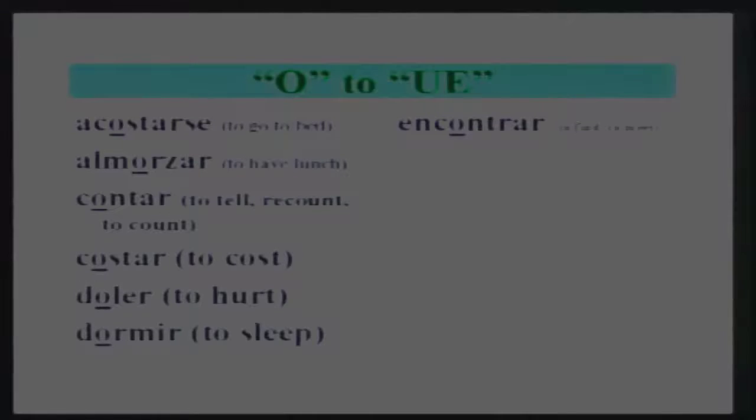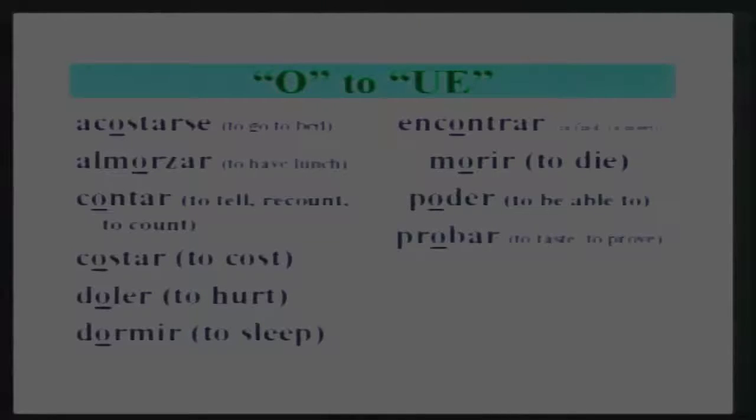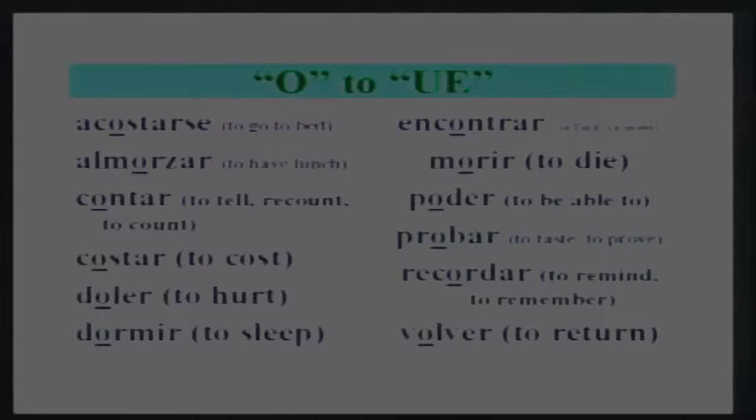Encontrar. Morir. Poder. Probar, to taste. Recordar. And volver. The O changes to UE in each of these. These verbs are the ones where the O changes to UE in the stem.